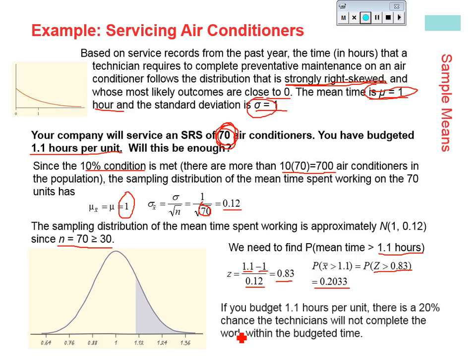So in other words, what we're basically saying is that if you budgeted 1.1 hours per unit, then there's a 20% chance that technicians will not complete the work within the budgeted time.